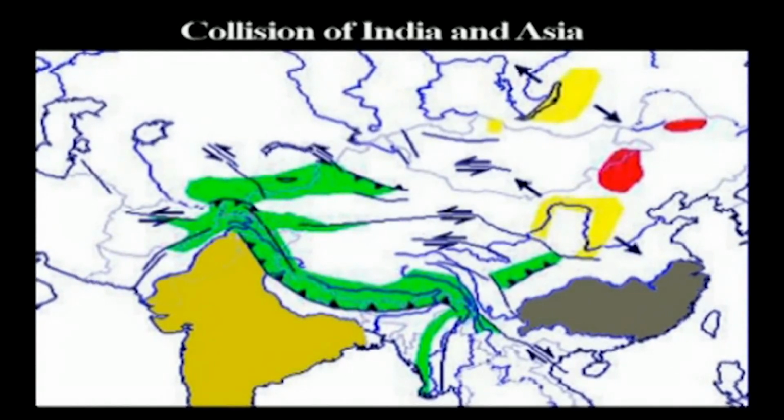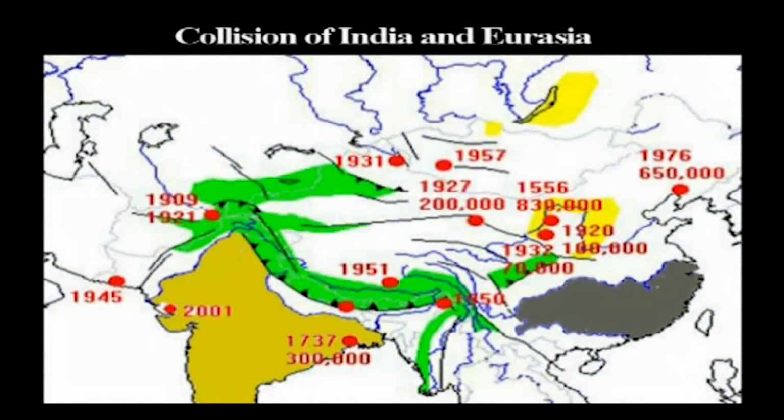The collision of India and Asia is shown in this diagram, wherein the mountain building process happened where the Himalaya got raised up. The collision of India and Eurasia has created a lot of earth tremors and earthquakes during different periods of time, and all of them have been shown in this diagram with the values of death toll.